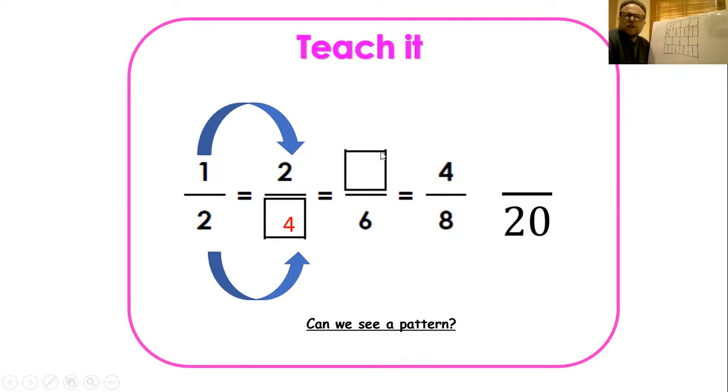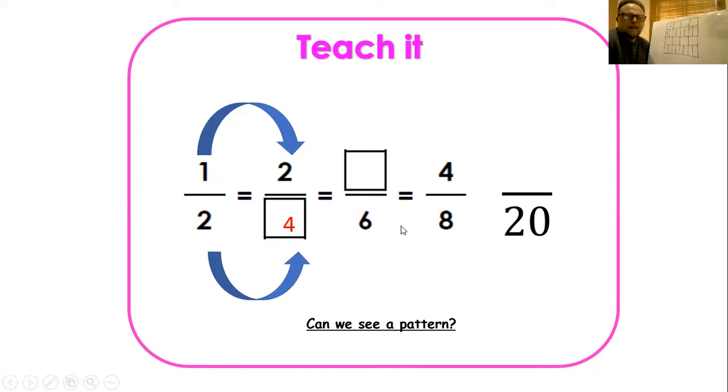So what do you think this missing number might be here? On the top it's going 1, 2, we've got 4 here. Just looking at the patterns, what do you think this number should be? Hopefully you said 3, because it would follow the pattern: 1, 2, 3, 4 on the top and 2, 4, 6, 8 on the bottom.